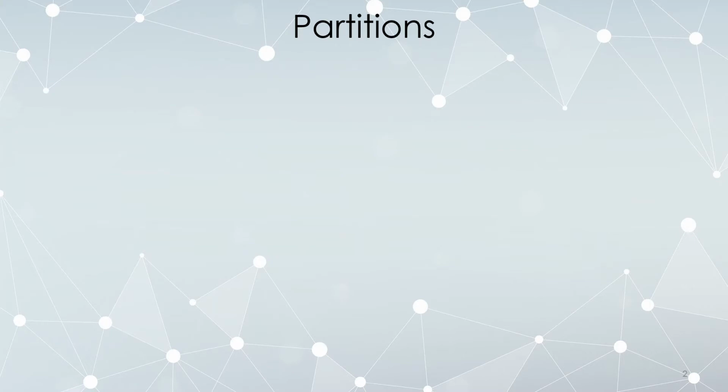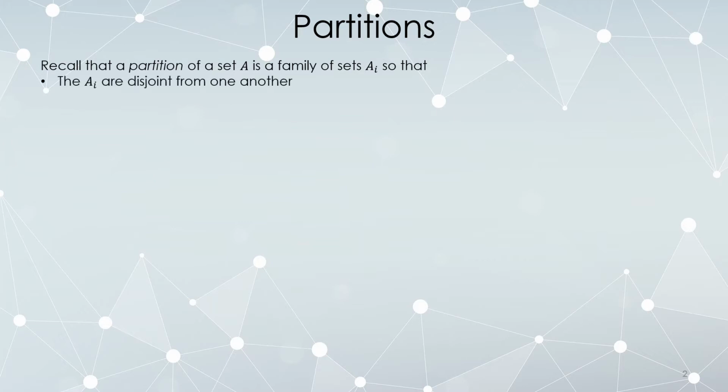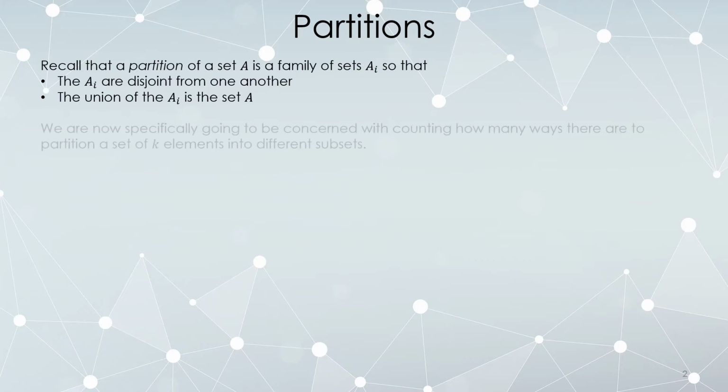As we keep learning about enumerative combinatorics, or fancy ways of counting things, the next thing we're going to talk about are partitions. Remember that a partition of a set is a family of sets, in other words, a collection of sets A sub i, so that the A_i are disjoint from one another. There is no element that belongs to two different sets, but also the union of all of the sets will reconstitute A. So overall, you split the set A into a collection of sets that are all different from one another, but you did have to use all of the set A overall.